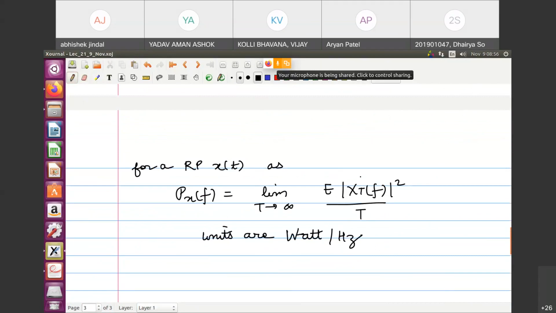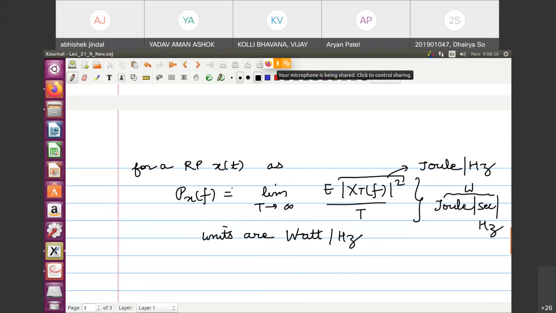Why? Because the unit of this is joule per hertz. Now this T is in seconds, so it becomes joule per second per hertz. And joule per second is nothing but watt. So it becomes watt per hertz. Per hertz means that this becomes a power spectral density. That will tell you the power per unit of frequency.